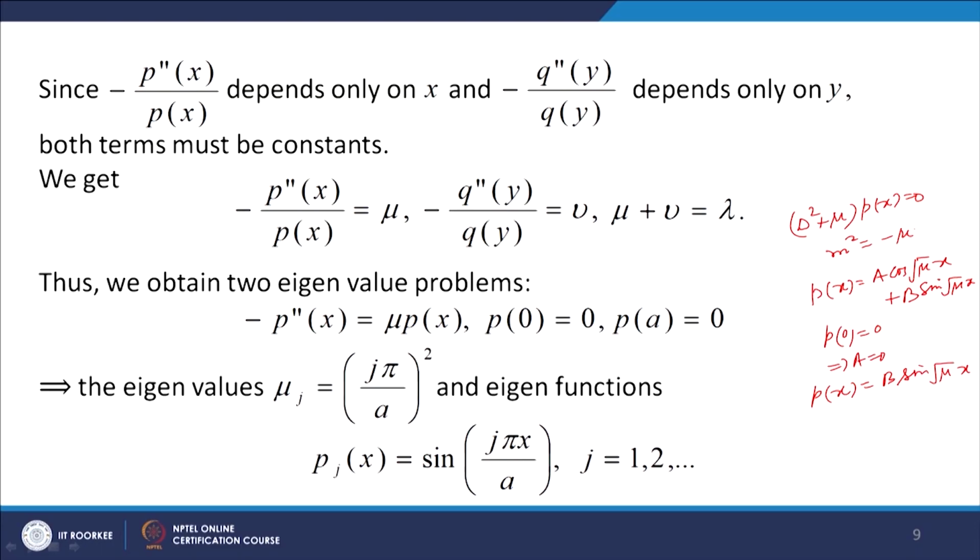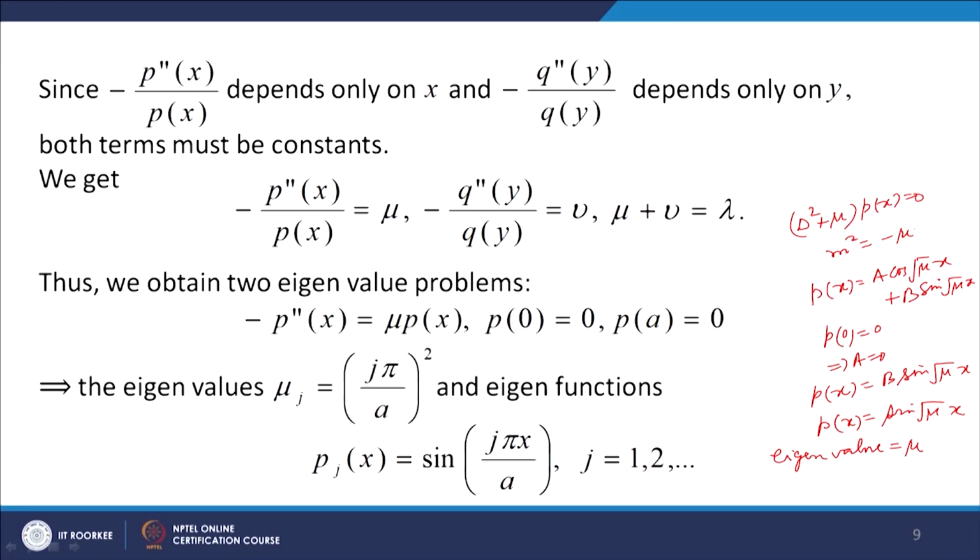And therefore B can be taken as 1 without any loss of generality. So p x will be equal to sin root mu into x. So eigenvalue is mu. For this eigenvalue problem, minus p double dash x equal to mu p x, eigenvalue is mu. And we use this other condition, p(a) equal to 0.